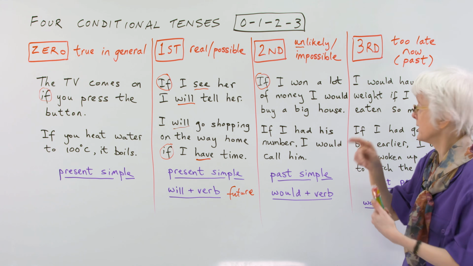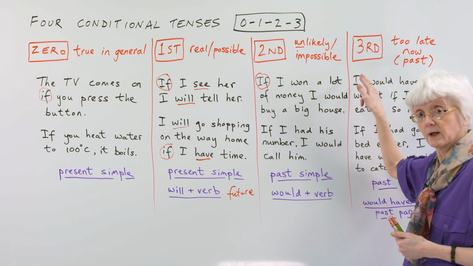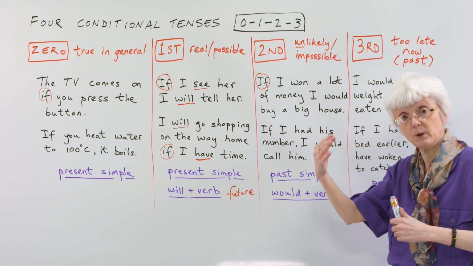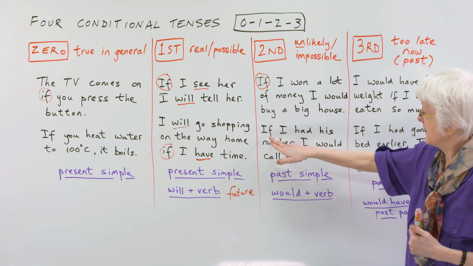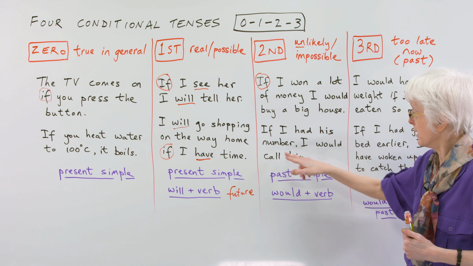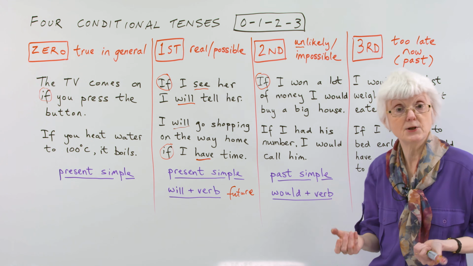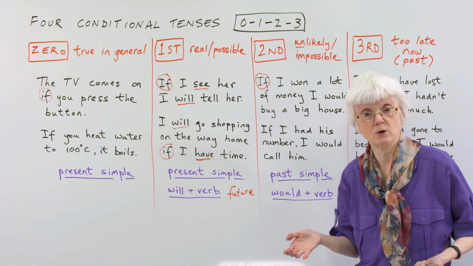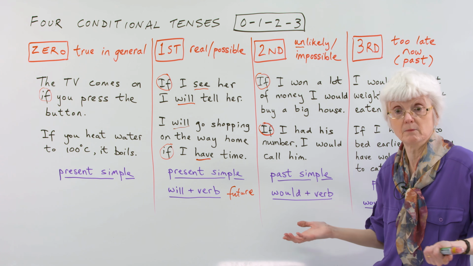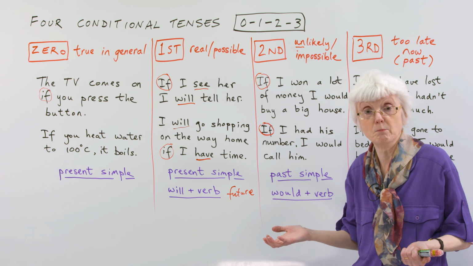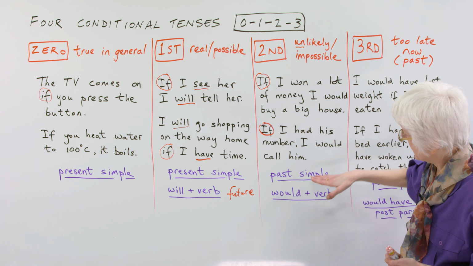And again, you can turn it round. I would buy a big house if I won a lot of money. It doesn't matter which way round you put it, it means the same. And here, if I had his number, I would call him. But it means I don't have his number, so I can't call him. So if I had his number, I would call him, but I've no idea what his number is or how to get his number.